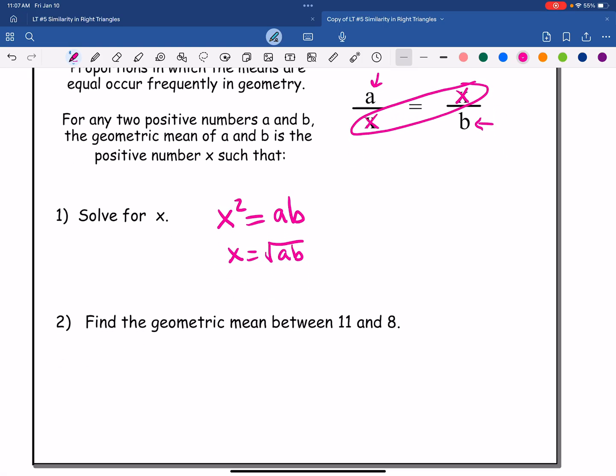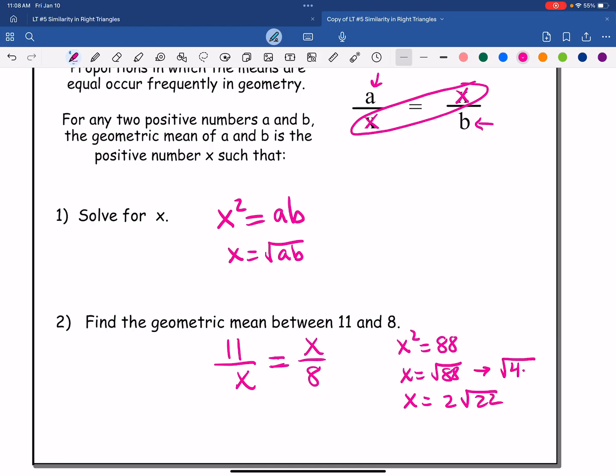So let's put this into practice. Find the geometric mean between 11 and 8. What that means is 11 is to a number as that number is to 8. That's how you set it up. Then we cross multiply and solve, and we get X squared equals 88. We square root both sides and simplify the root. I know 4 goes into 88, so it becomes 4 times 22, and the square root of 4 is 2. So here's our simplified root, and our geometric mean is 2 root 22.